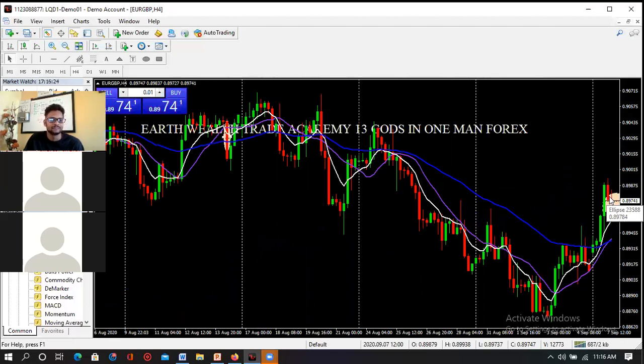The reason why I have the moving average is to help you understand if the market is on a high or low. So watch this carefully. This blue line right here, you see it? Yes. It's called a moving average. Hear me? Moving average on a higher time frame or a lower time frame.